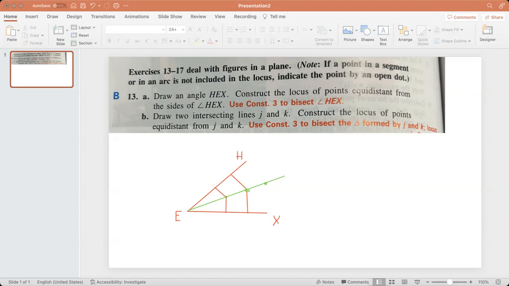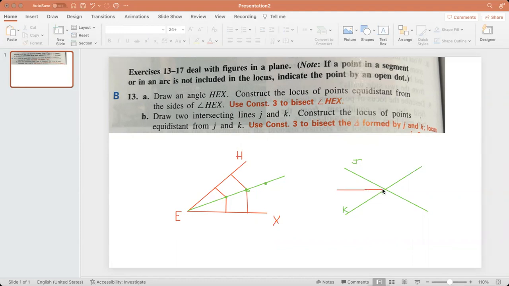And B says draw two intersecting lines. Doesn't give me any stipulation, so let's just go with an X. Probably should have made it red, to match the previous one. So make two intersecting lines, and one of them is J, and the other one is K. And it states that you need to be equidistant from both J and K. Well, it's the same as the previous one. I'll do it in the opposite red here. So if you're equidistant from J and K, well, then you would be this line right here.